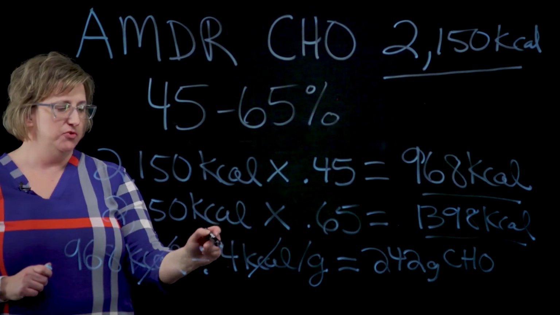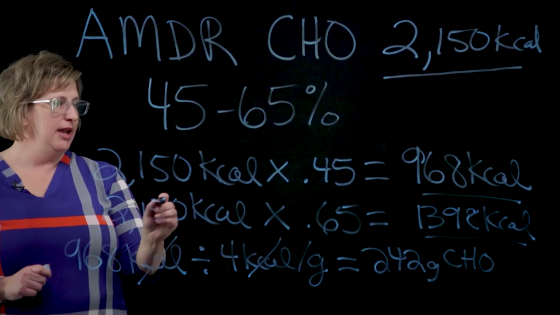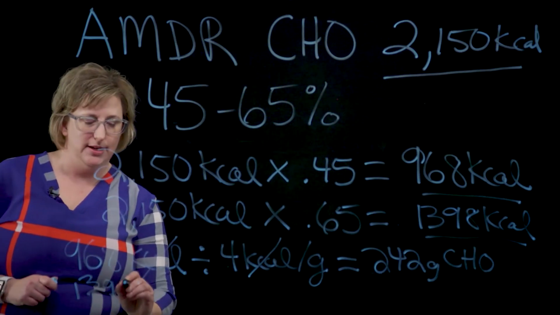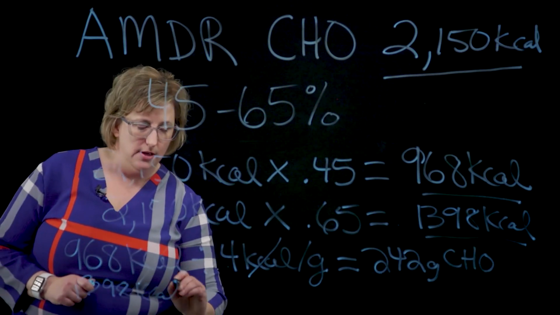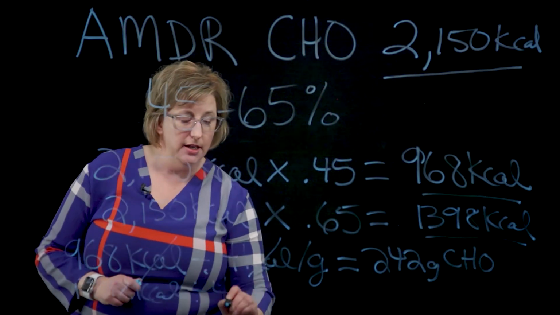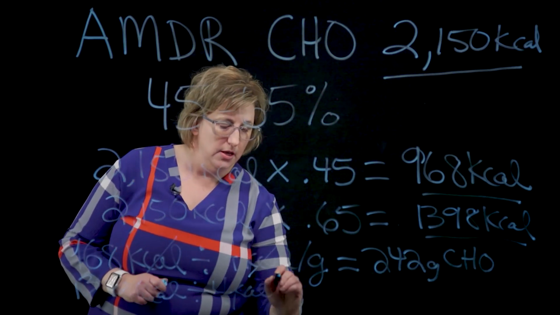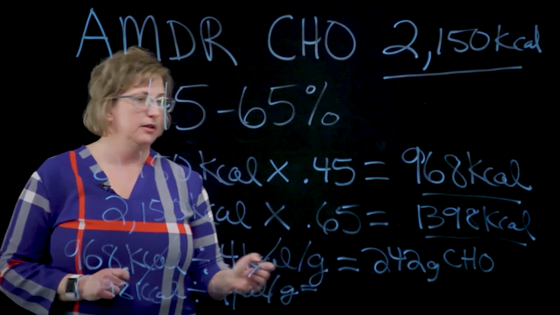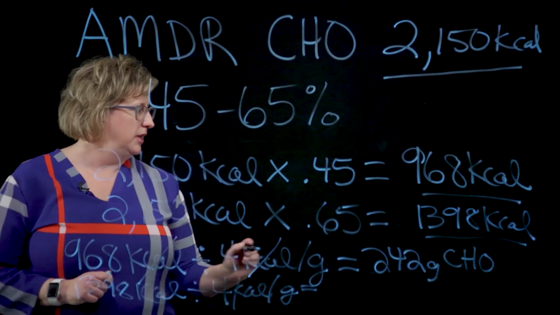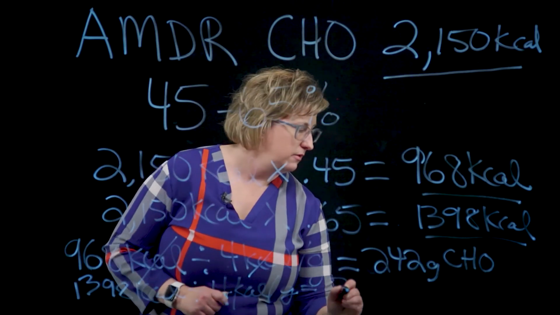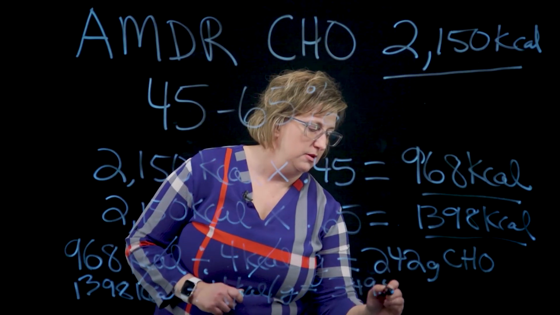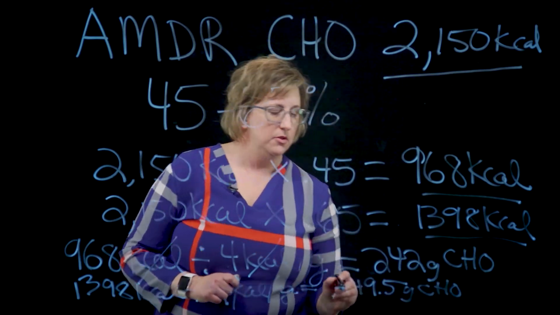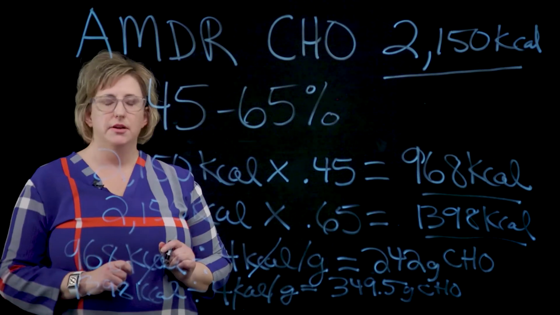Now, we have our first range here. Let's do it now at 65%. So we're going to take the 1,398 kcals, and we're going to divide again by 4 kcals per gram. And what is that going to give us here? Do your math on this one, and you should get 349. So I would round that up to 350.